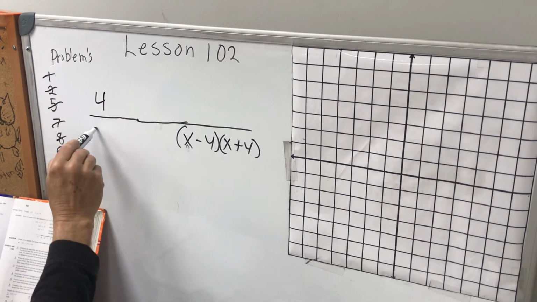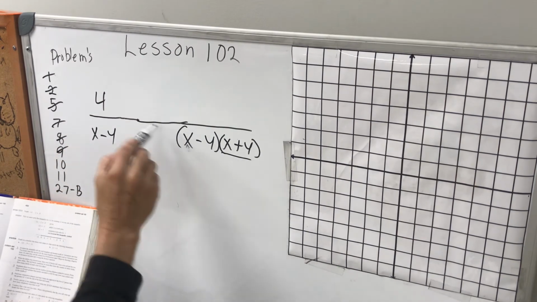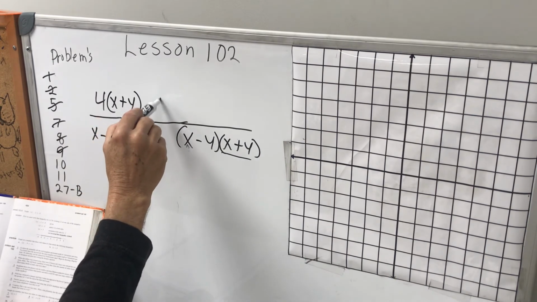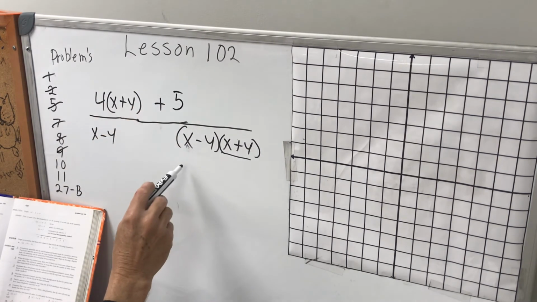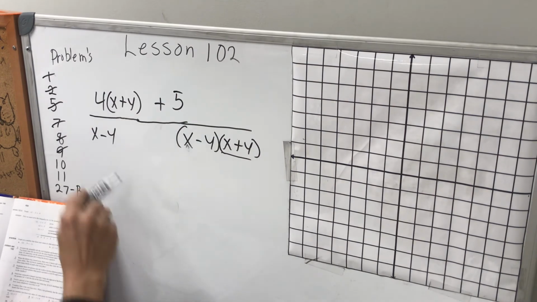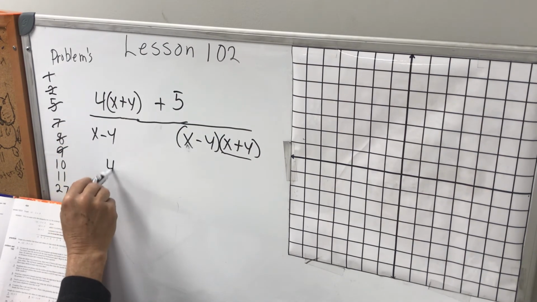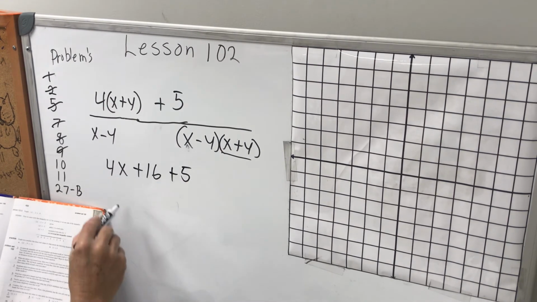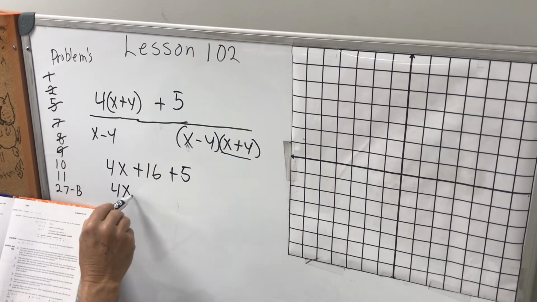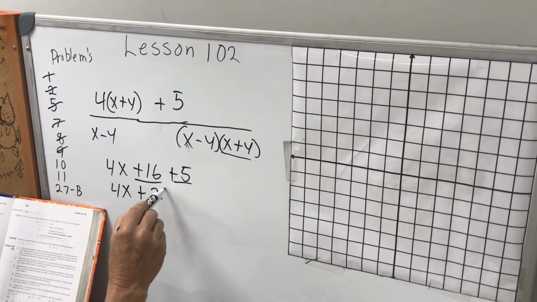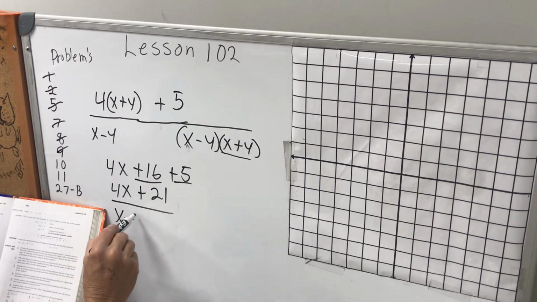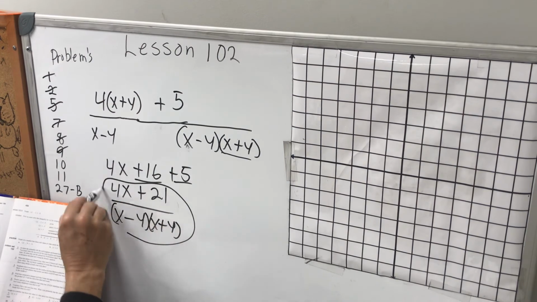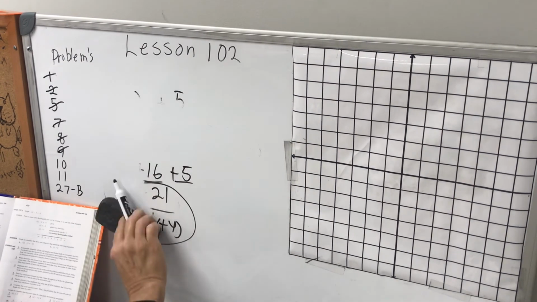What did we add to this? We had an x negative 4. What did we add? We added an x positive 4 to this side, and plus 5, and we added nothing to this. So there it is, and we have, through the distributive property, 4x plus 16 plus 5. Add these two together, 4x plus 16 and 5 is 21, and here is our common denominator, x negative 4 and x positive 4. There's your final answer. Number 10.